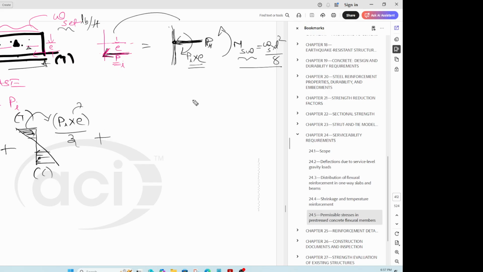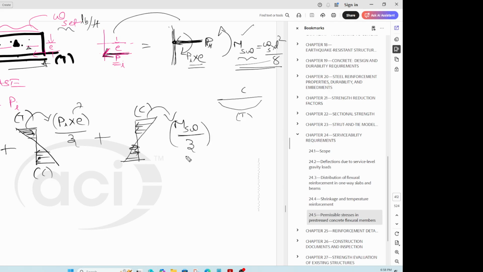Now to this, there is another moment. The effect of this moment, because this is anti-clockwise, is that it is trying to bend the beam like that. So you have tension at the bottom, compression at the top. Again, I am following the same notation, tension at the bottom, arrows on this side, compression, arrows on that side. So this is compression. How do you find that stress? You take your M_SW, which is w_s L squared by 8, divided by the section modulus to get that stress, right?